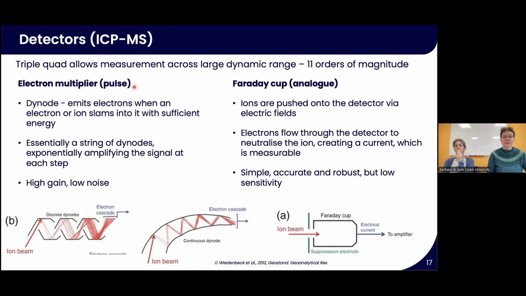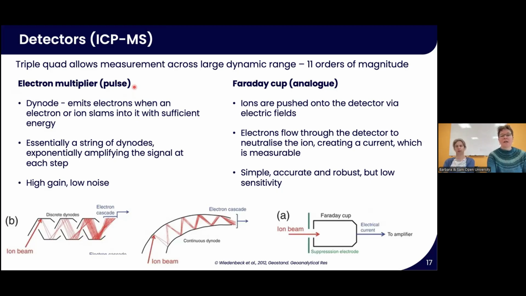It works in that the ion beam hits the dynode and emits an electron, and that then slams into another dynode and multiplies in that way, and exponentially amplifies the signal.